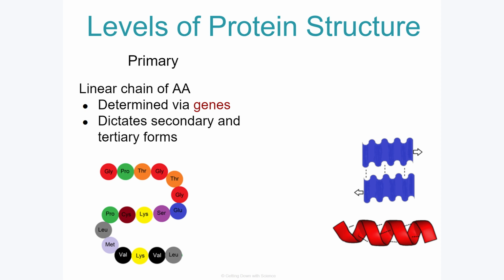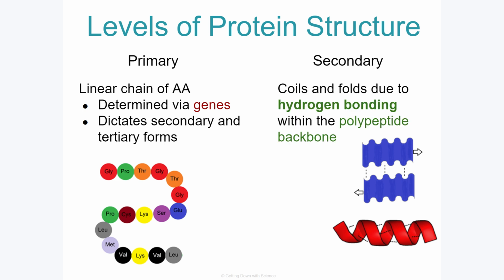This linear chain of amino acids dictates the secondary and tertiary forms of that protein because we like those side chain interactions. So, secondary are coils and folds due to hydrogen bonding. And hydrogen bonding is just water molecules interacting in a special way that makes things kind of stick together and are really interesting to pull apart with a polypeptide backbone. So they've got a backbone, like a spine of polypeptides, and they're folded in on each other with those hydrogen bonds or that water bonding.